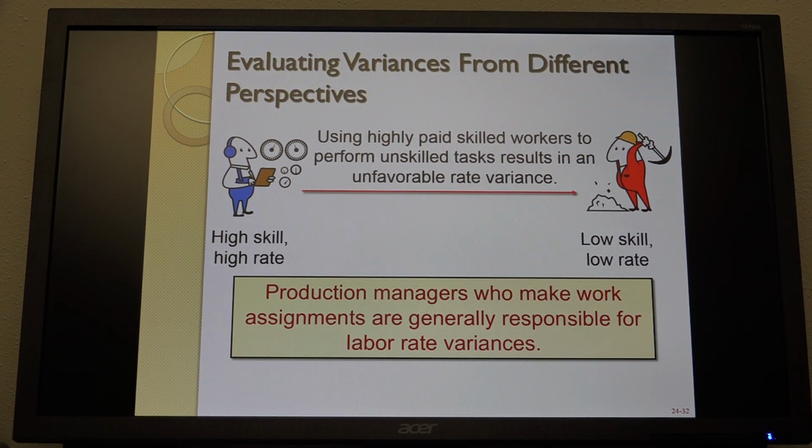You could also have a problem with labor variances by using people who are either not skilled to make the products, or maybe they're overqualified and overpaid. You're using a supervisory position at a higher paying rate to help produce this product. That's going to cause an unfavorable rate variance.